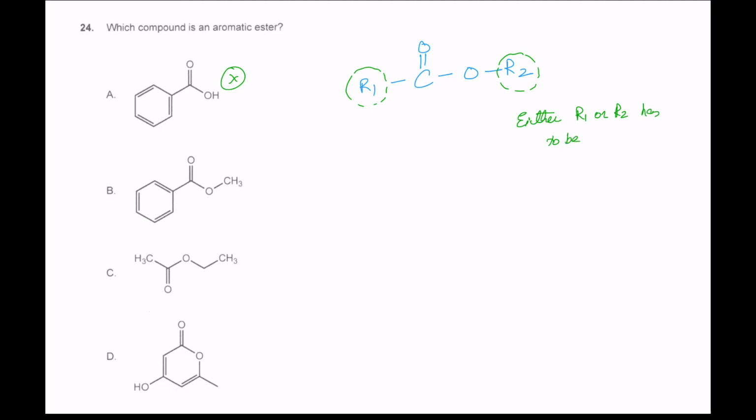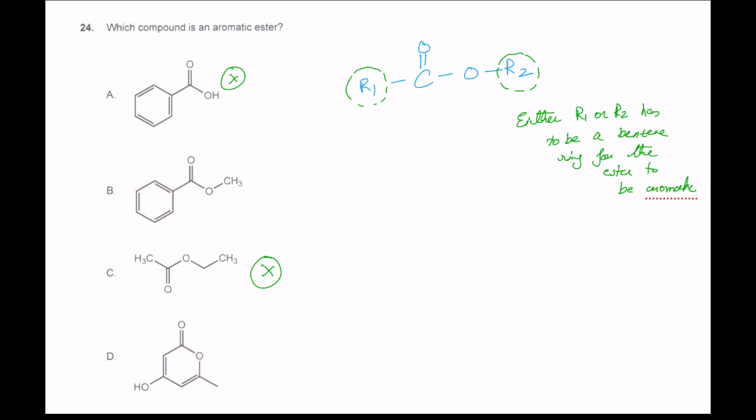Has to be a benzene ring for the ester to be aromatic. Now see here in option C, it's an ester, but there is no benzene ring, so I'll cancel C. For option D, you see this is not exactly a benzene molecule. Benzene will have C6H6, a hexagonal structure like this.